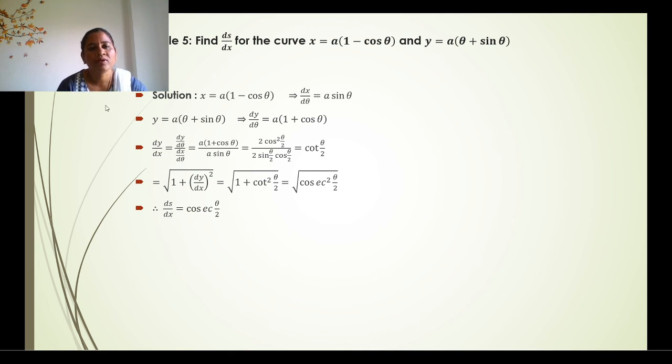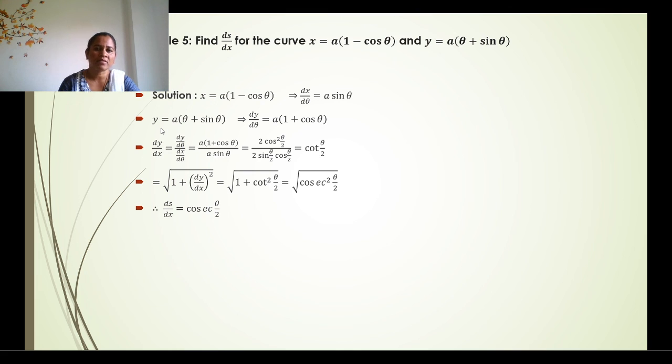Okay, next we move on to example 5. Find ds by dx for the curve x is equal to a into 1 minus cos theta and y is equal to a into theta plus sin theta, parametric equation. Let us see the solution part. X is equal to a into 1 minus cos theta, then differentiate with respect to theta. Here theta is the variable, dx by d theta, a is the constant, derivative of 1 is 0, derivative of minus cos theta is minus sin theta, then minus minus gets cancelled, we get a sin theta.